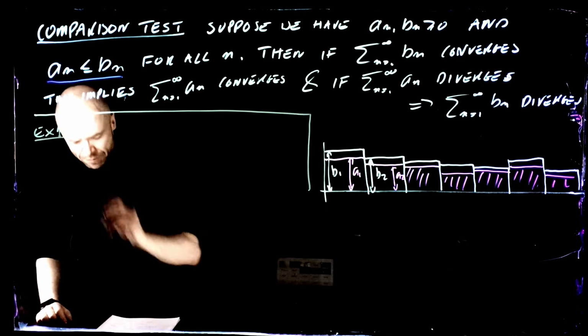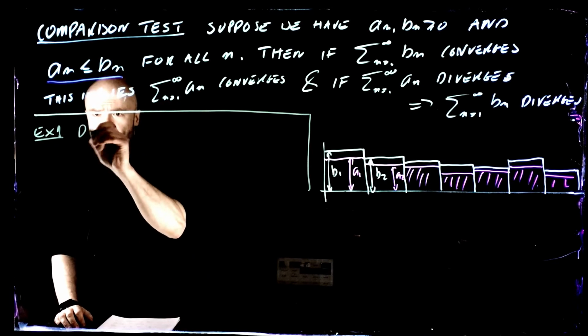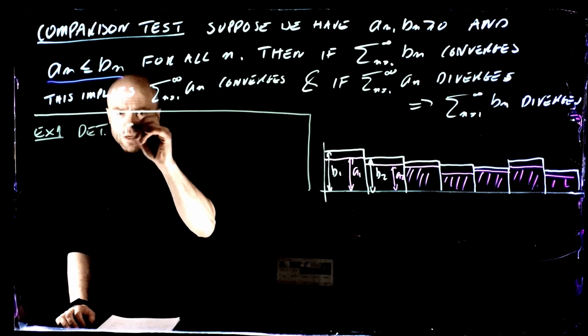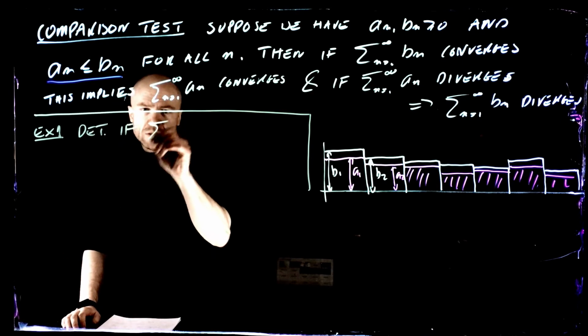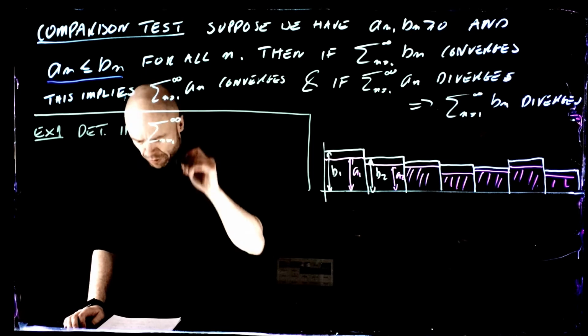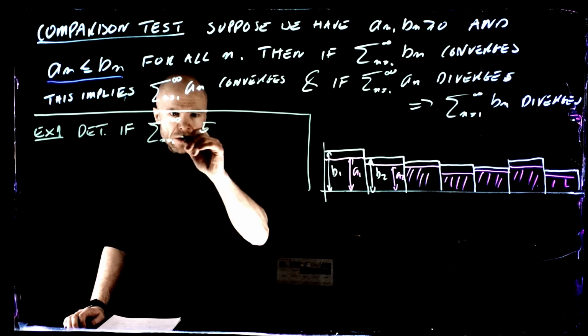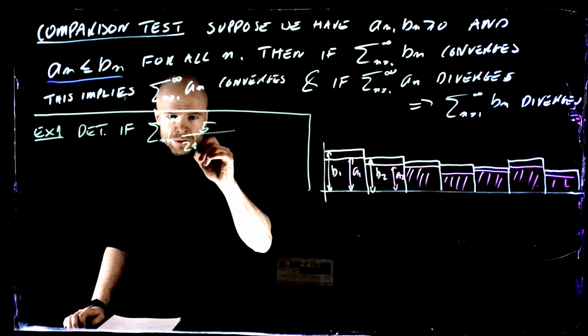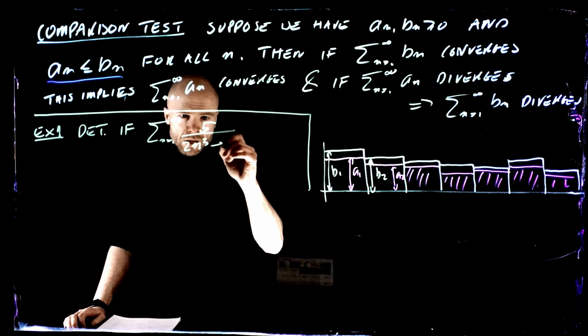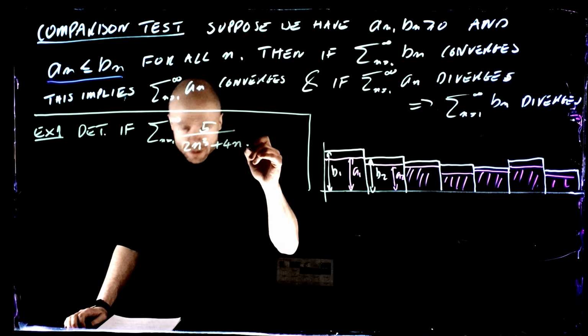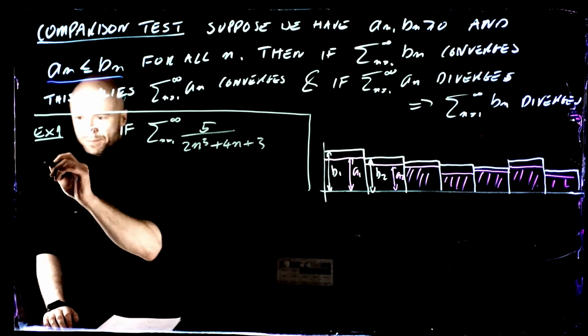So, for example, this series. Determine if the sum n equals 1 to infinity of 5 over 2n to the 3 plus 4n plus 3 converges.